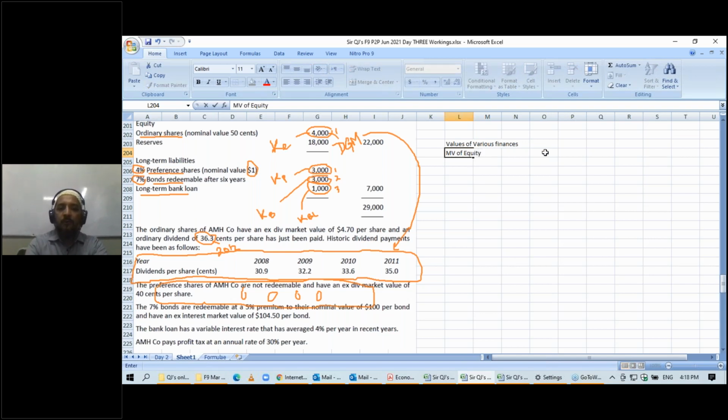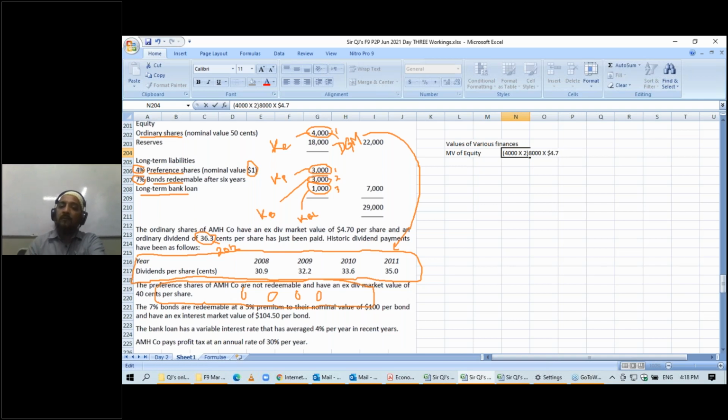According to the question, if you note, the equity capital is 4,000 as per the statement of financial position, but one share is just 50 cents. So there should be 2 shares per dollar. So the number of equity shares is 8,000, multiplied by the market price, which is given as 4.7. Always use the ex-dividend market price when calculating market value. They have told you the ex-dividend market price.